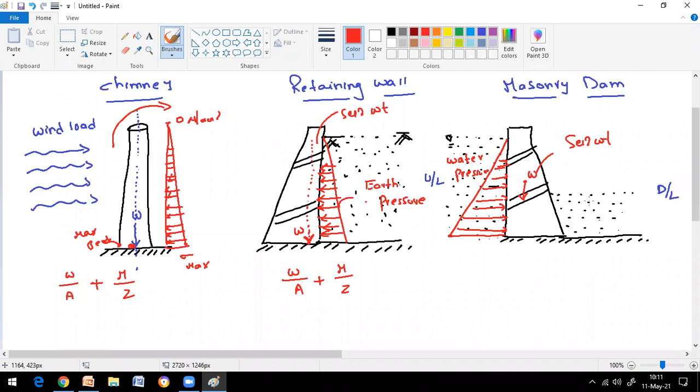What is the pressure diagram at the downstream level? At the downstream level, the pressure diagram will be like this. Not only these two, in dams there will be another pressure which always acts from the bottom of the dam. This pressure from the bottom of the dam is called, can anyone tell?